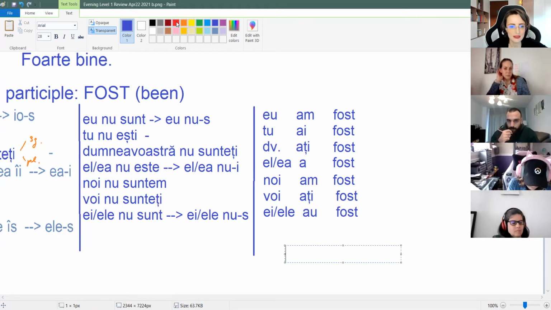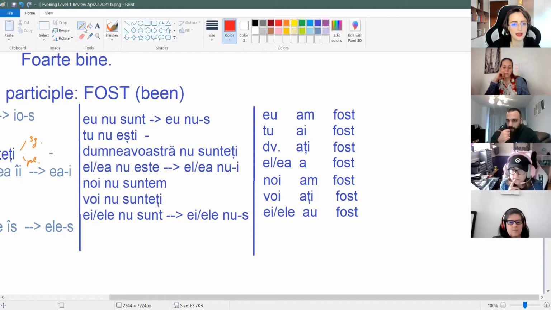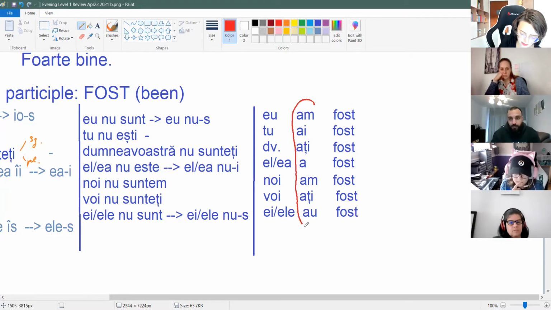The nice part is that if you remember this special conjugation of the verb to have, then you can put any Romanian verb in the past. Am, ai, a, am, ați, au.